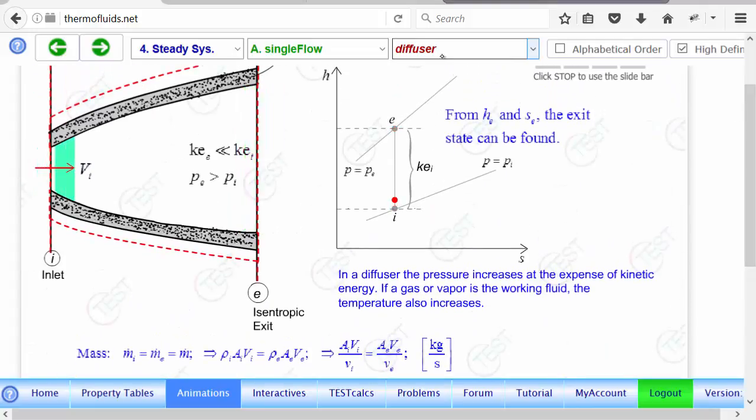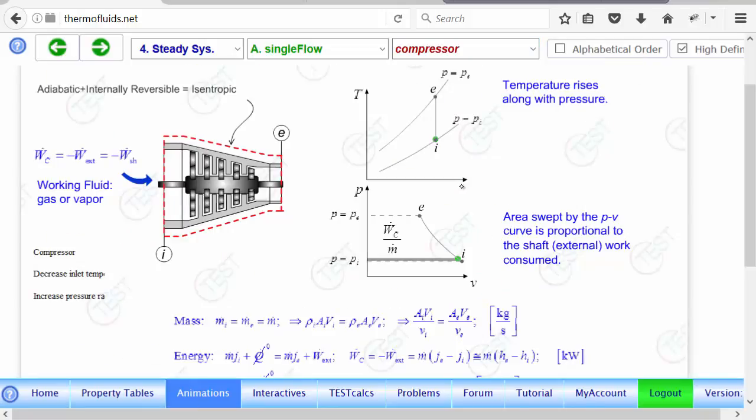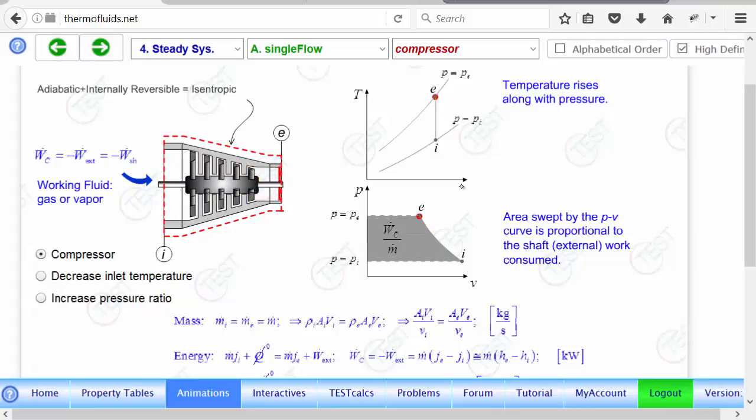Okay, so let's see what other devices we can quickly go over. Let's go over a compressor, which should be very similar to a turbine. What does a compressor do? It increases the pressure of a gas or a vapor, as opposed to a pump. The purpose of a pump also is to increase pressure, but the working fluid is a liquid. So it's something to remember.